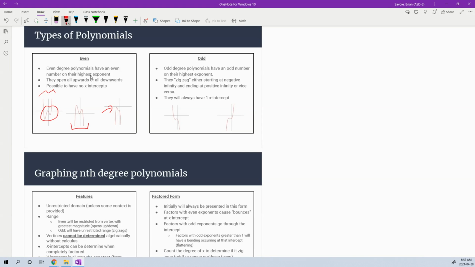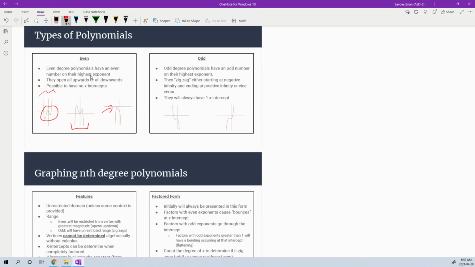They do not necessarily have x-intercepts. For instance, if it's opening down, you can translate it high enough or low enough so that the curve does not touch the x-axis. Those are even degree polynomials, their general features in a nutshell.